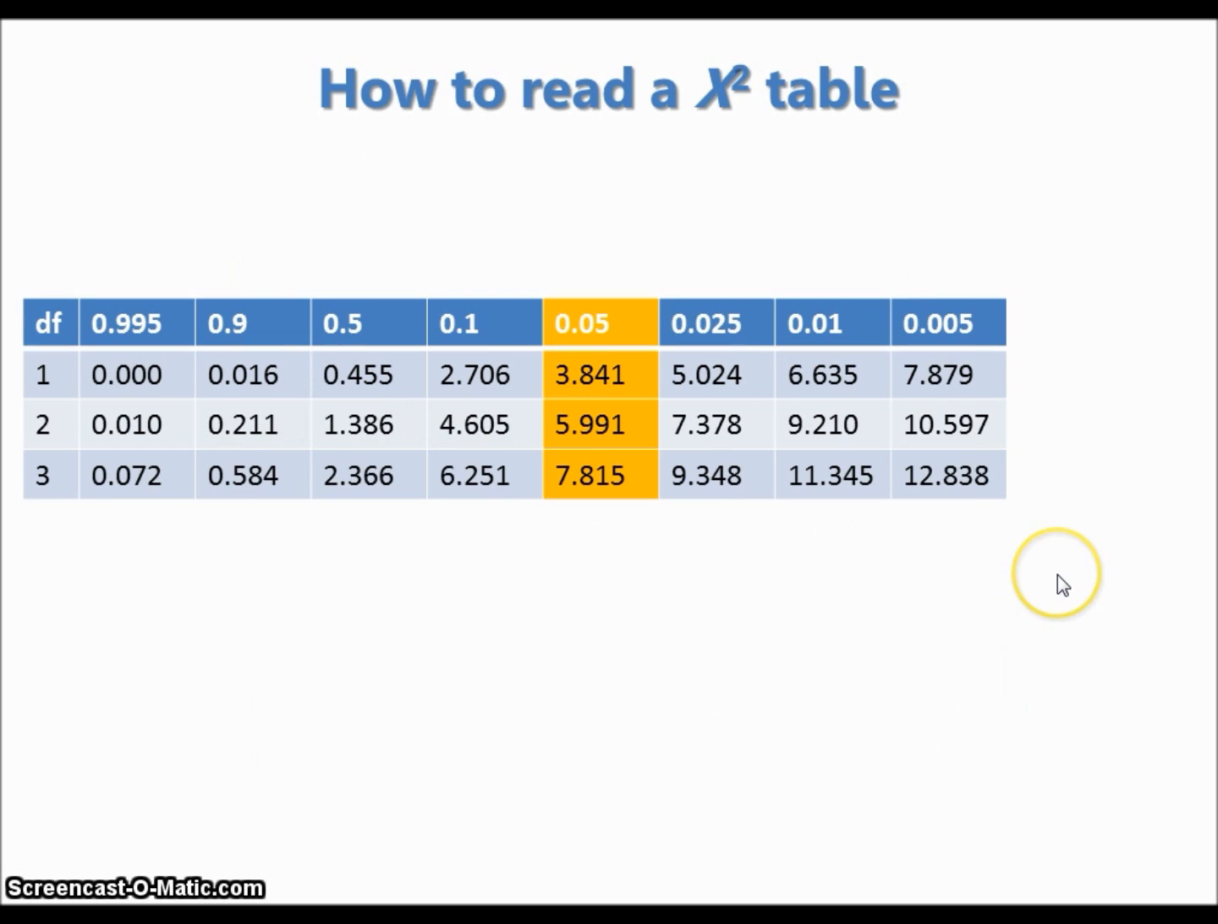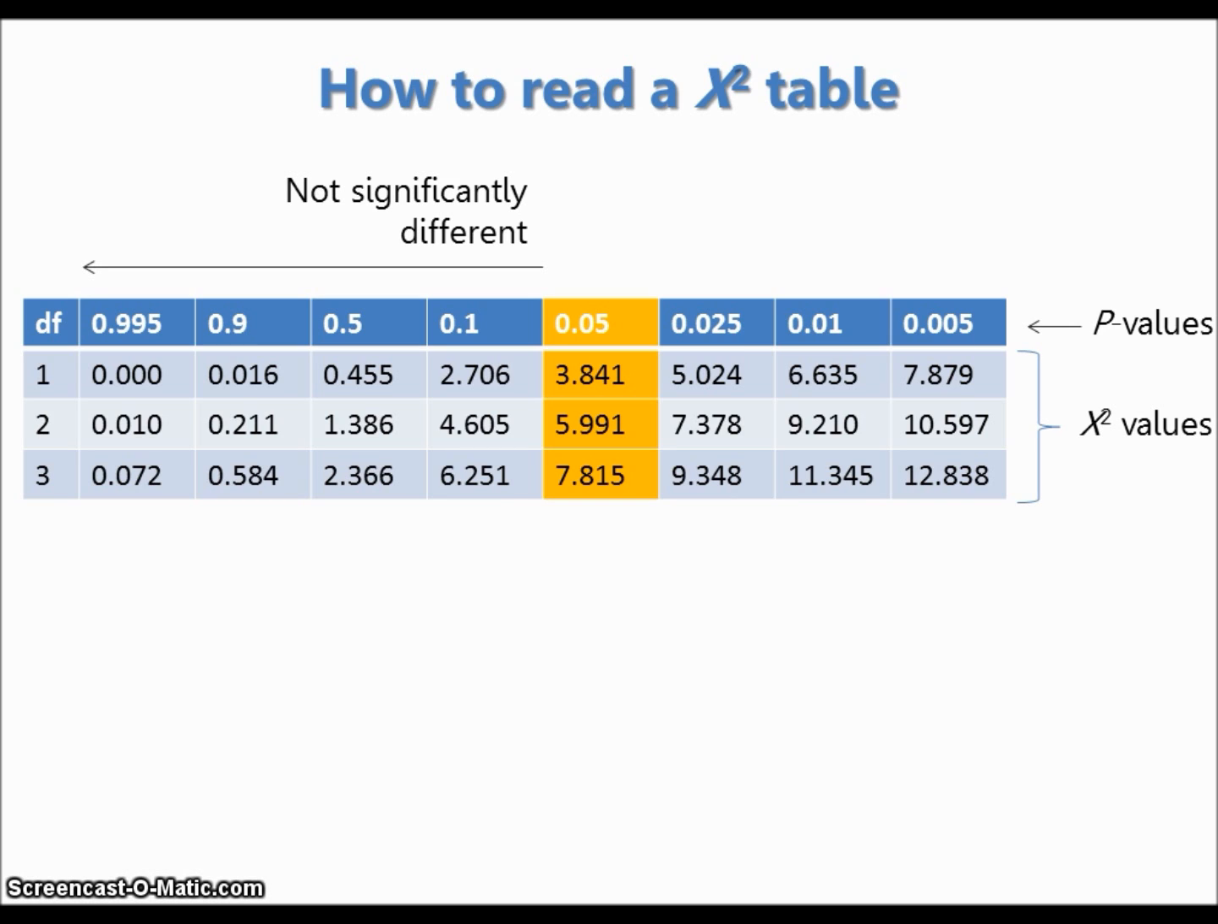Now we have to look up this value on the chi-square table. So a little bit on how to actually read a chi-square table. Up on the top are the possible p-values, and then below them are associated chi-square values. This 0.05 column is highlighted because it is our boundary between not significant on the one hand and significant on the other hand.